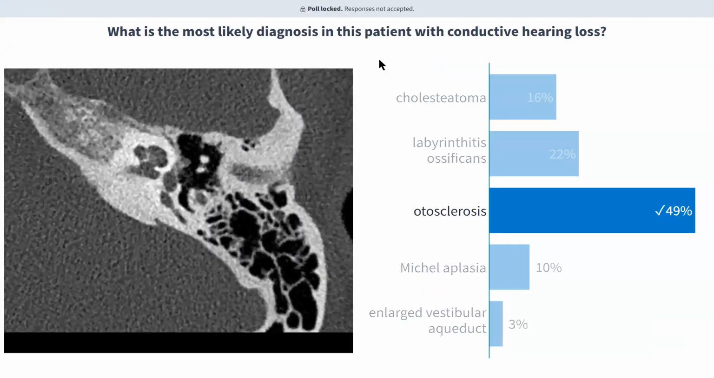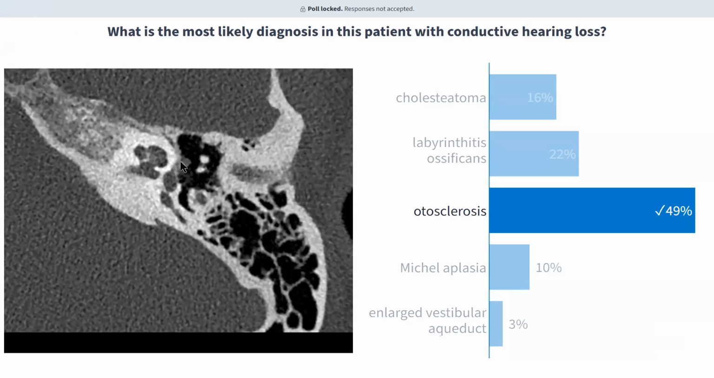Otosclerosis is the correct answer. A synonym for this would be otospongiosis, referring to the histologic phase early on in the disease where there's spongiotic bone replacing the normal, very dense otic capsule. So the finding is this lucency of the bone anterior to the oval window.